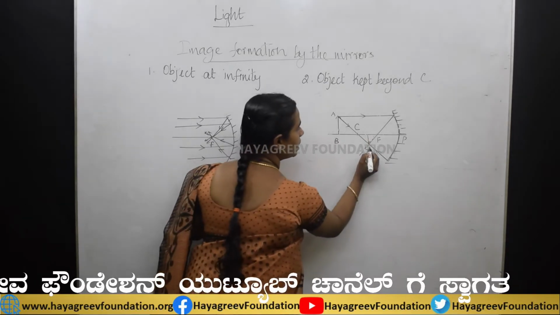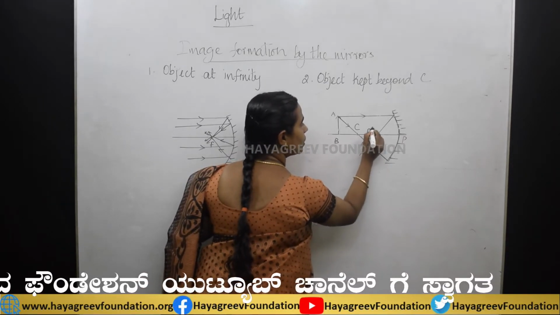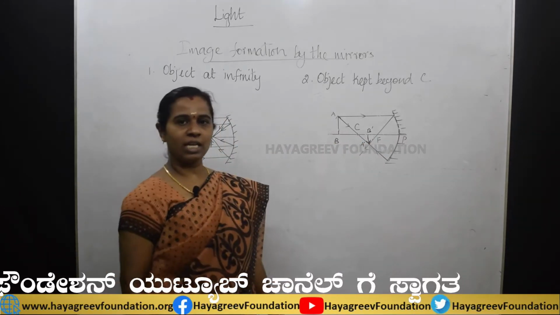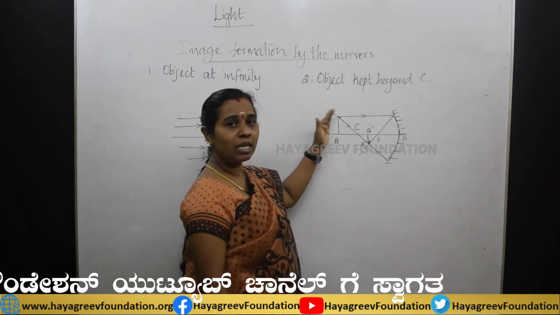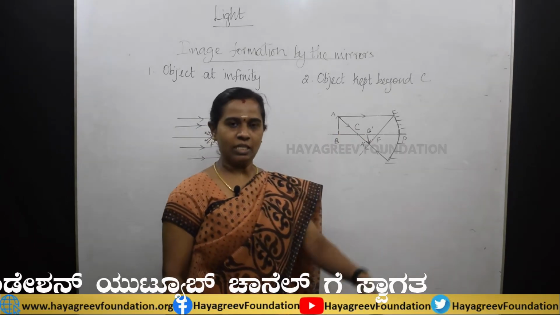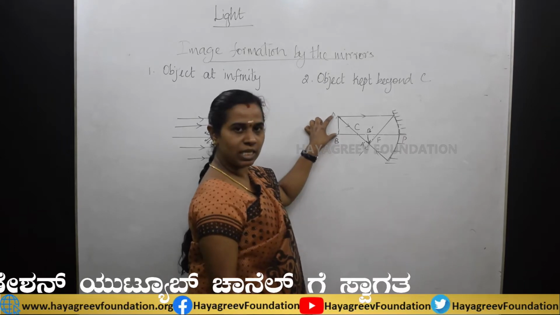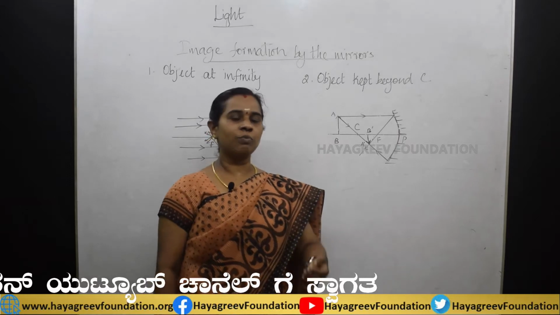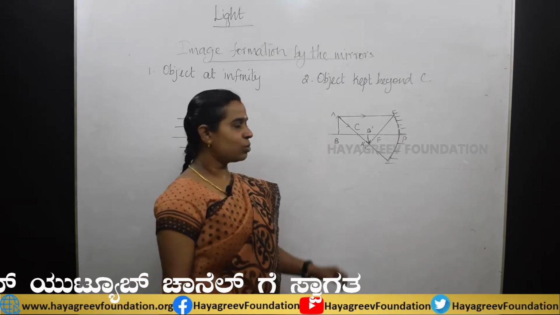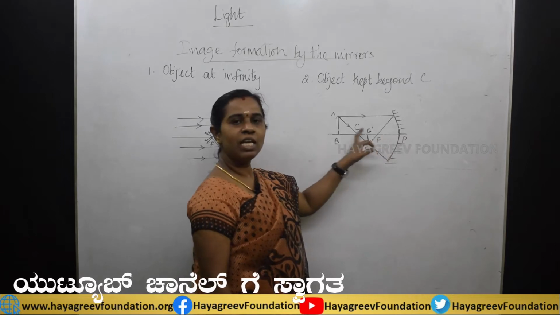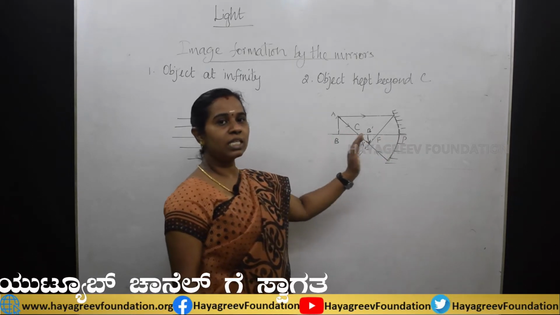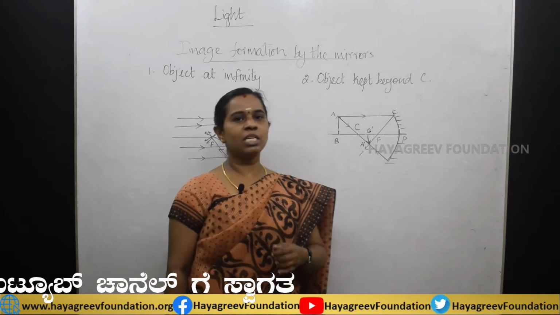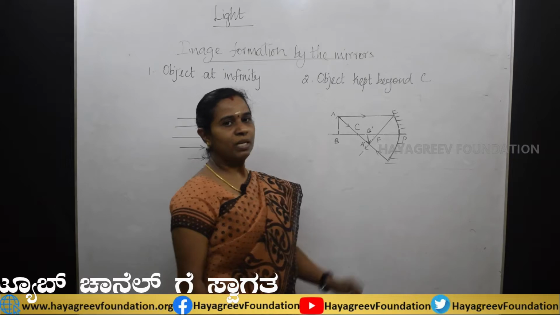So, this image is A dash, B dash. The arrow mark is inverted. So, the object is straight, and the image we are getting is inverted. Compared to the object size, the image size is very small. For a very small image we have to use the word diminished. So, a diminished image is formed between F and C. If the object is kept beyond C, a real, inverted and diminished image is formed between F and C.